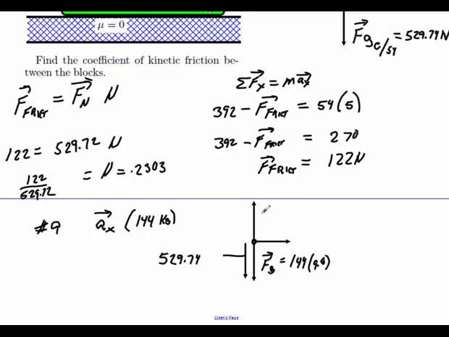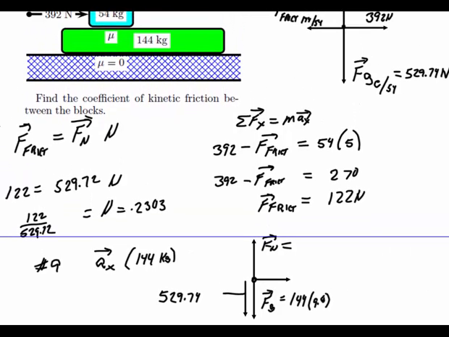Okay. Now the force of normal is going to be just the sum of these two. The reason I'm not going to take the time to calculate this is because I have no coefficient of friction here. So it's not really necessarily going to help me solve the problem. Feel free to do it.